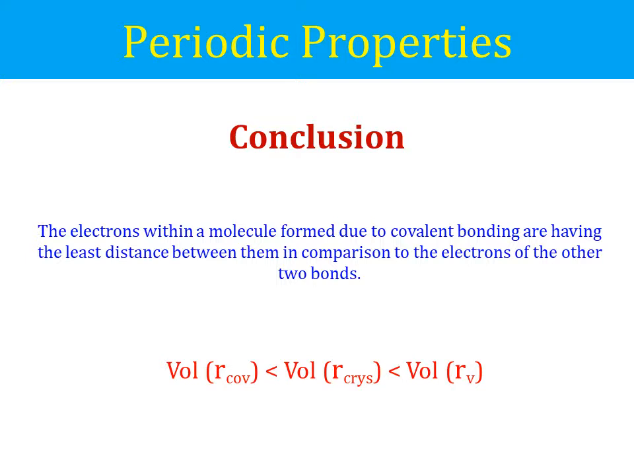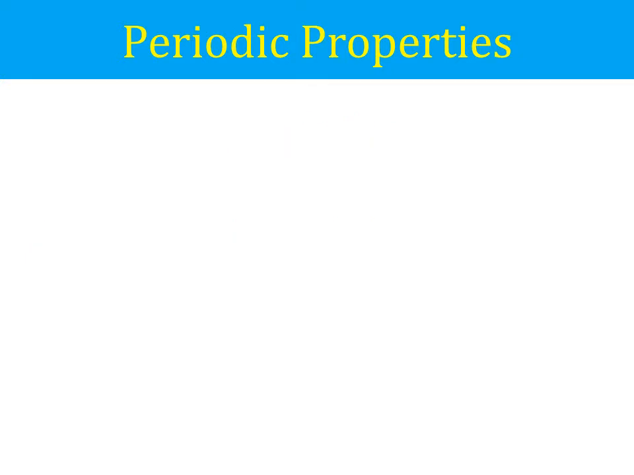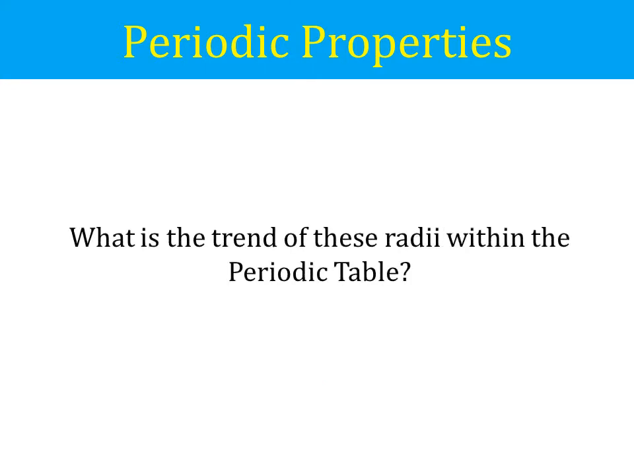Now from here, a very important question arises. A very prominent question, a very significant question. What's that? The question is, what is the trend of these radii within the periodic table? Isn't it so? We're talking about periodic properties, we're focusing on atomic radius. We have classified the radii into 3 different radii: from ascending outwards, covalent radii, crystal radii, van der Waals radii. All these things we have classified.